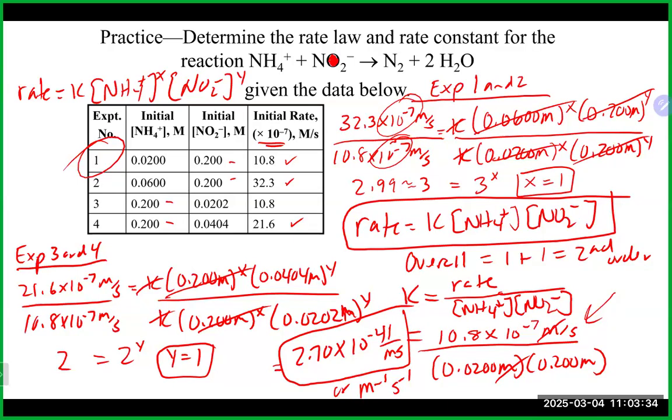So you want to make sure that when you look at these tables, you also look at the headings and make sure you don't have some type of abbreviation like that as well. Any questions on how to figure out the rate law, how to figure out the orders, the value of the rate constant?